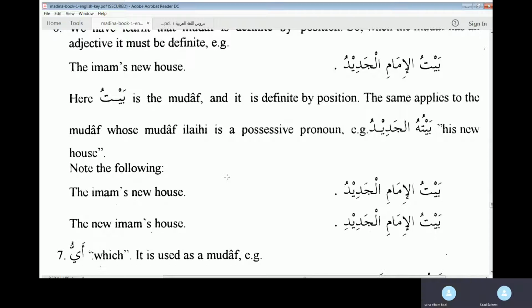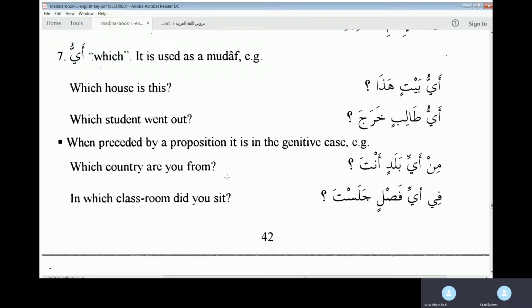Ayu, which is used as Mudaf. For example, which house is this? Ayu Baitin Haza. Which house? Which student went off? Ayu Talibin Haraja. When preceded by a preposition, it is in the genitive case.